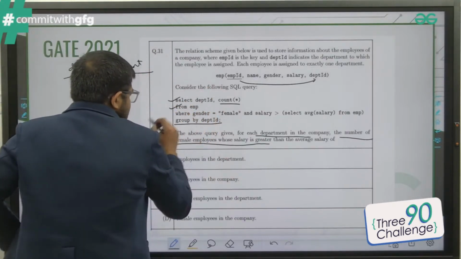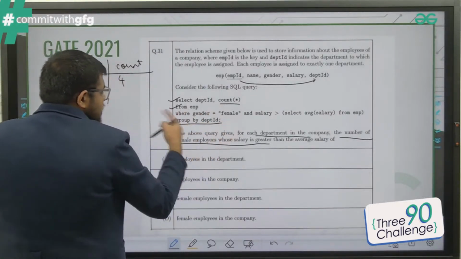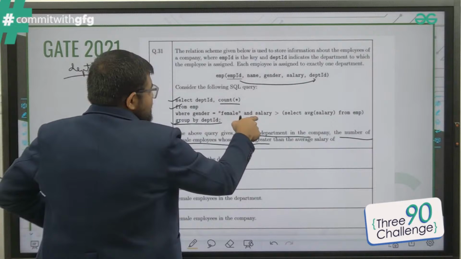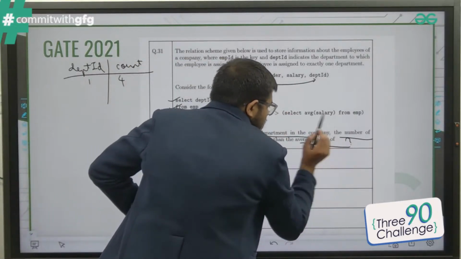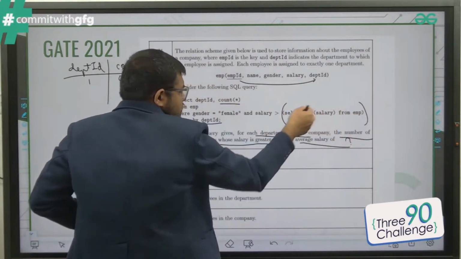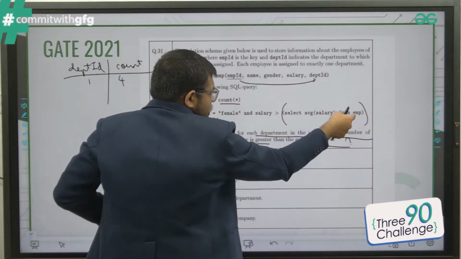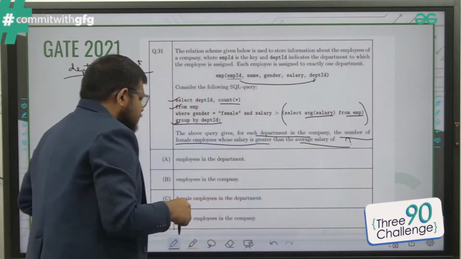So this is clear, this is clear, group by is clear. Where gender is female, yes, we are giving information about female, and salary is greater than. Now greater than average salary of what, that is asked in the question. So greater than this, what is that? Select average salary from employee. So they are taking the average salary of each and every employee.